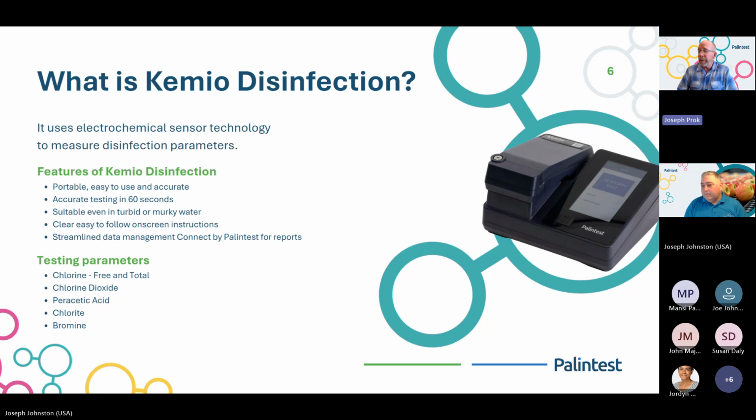Next slide. So today we're going to predominantly be focusing on disinfection by way of electrochemical measurement, or Chemio. This is our platform that measures a variety of metals as well as disinfectants such as free and total chlorine, chlorine dioxide, peracetic acid, as well as chlorite, a byproduct of chlorine dioxide that, when combined with other chemicals, creates chlorine dioxide. And finally, bromine, which is pretty much used in the residential and rec water space.